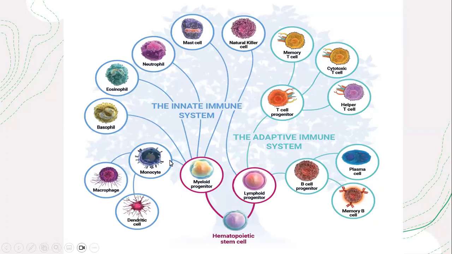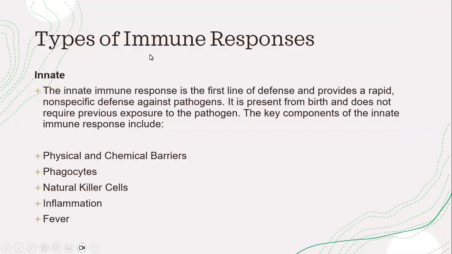And there's also the monocytes, who could then differentiate into macrophages and dendritic cells. So this is just a summary of the different cells involved in the immune system. So type of immune response, we'll start with the innate.